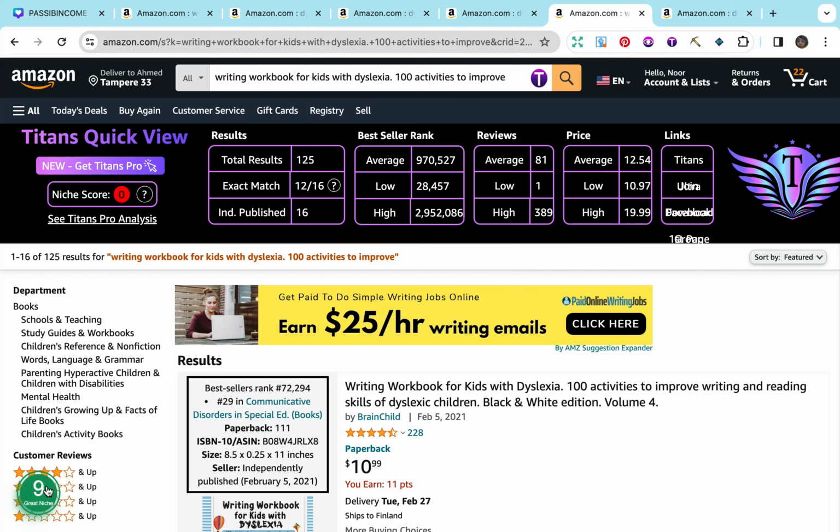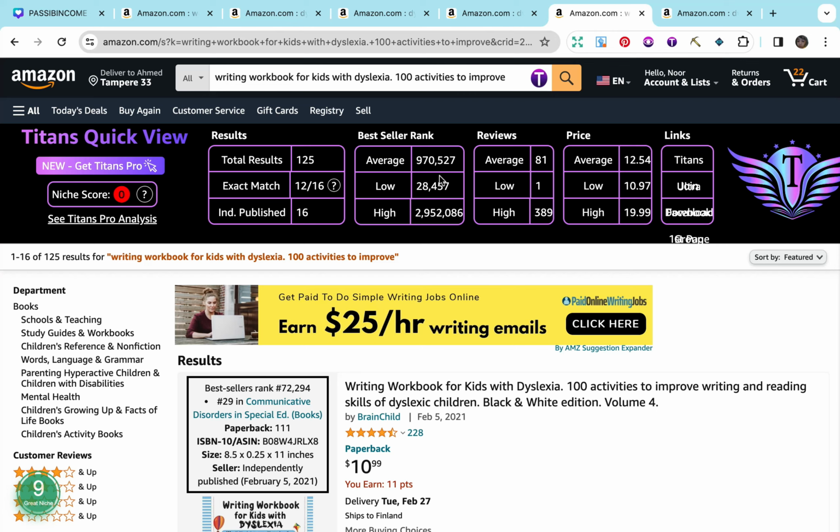Coming to the keyword niche score, there is a lack of keyword niche score by Titans, but Amazon Scout Pro seems to have kickstarted that, and it has given us a number 9, the highest on the scale when it comes to the keyword niche score. We have come now to the average bestseller rank, sitting at a high 970,527.